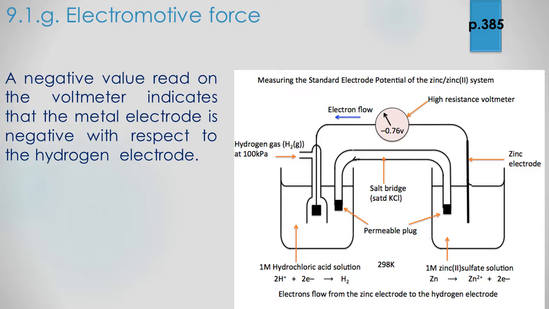There are certain standard conditions that we will explain in other videos. But for now, you can think that the hydrogen electrode is just a reference electrode. If the voltmeter gives you a negative value compared to the hydrogen electrode, this means that the metal is negative with respect to H2. So therefore the metal is more reactive than H2, and it should be placed at the anode instead of H2.